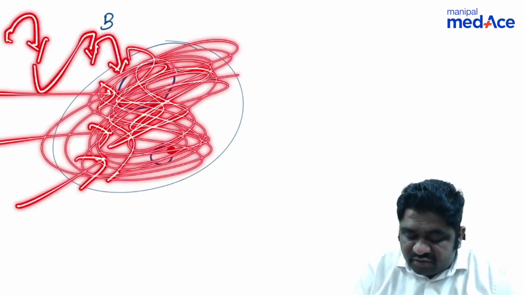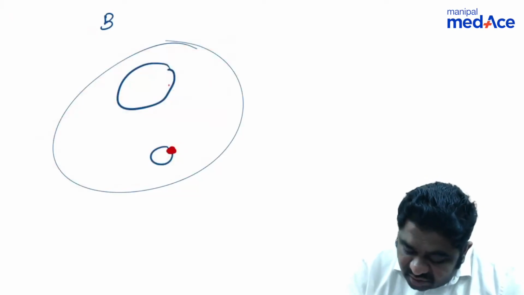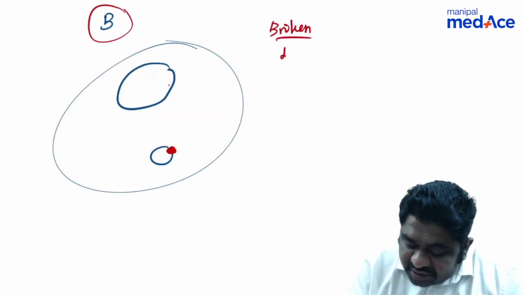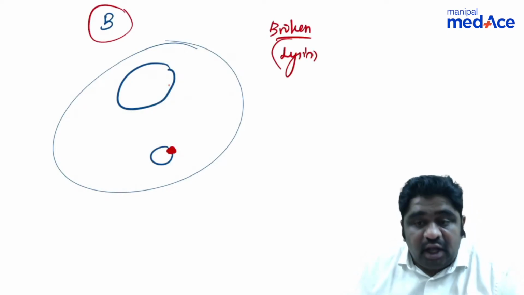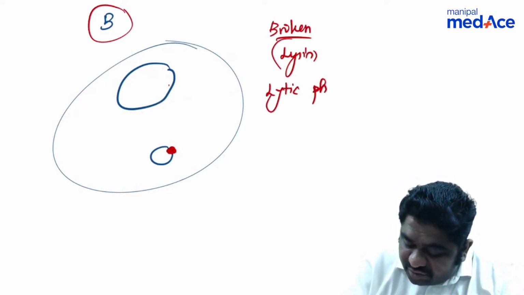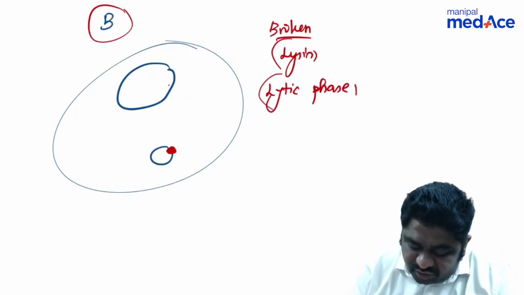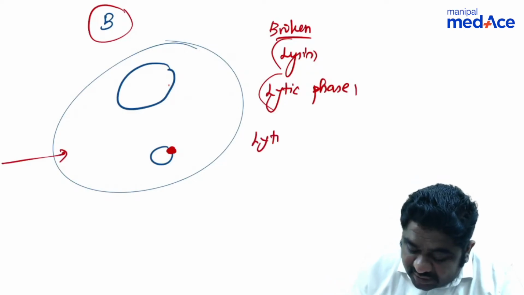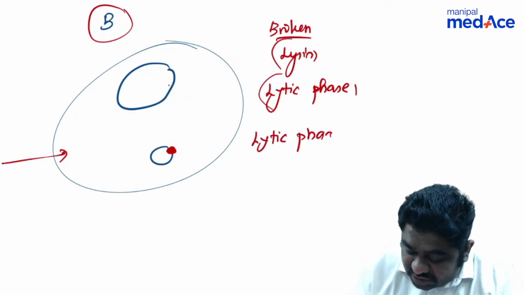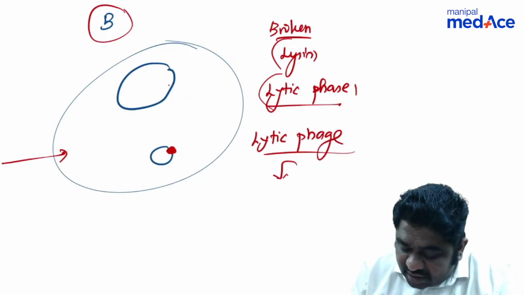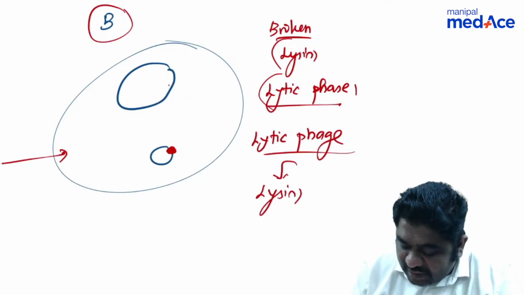Now, because of the entry of the virus into the organism B, if the organism B is broken down, it is called lysis. When the lysis is happening, it is called the lytic phase. And if the virus is capable of causing the lysis, then that virus is called a lytic phage. And when the lytic phage is entering inside, the lytic phase happens, lysis happens.